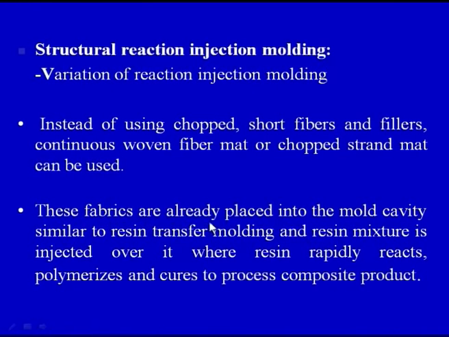So the reinforcement is already in place in the mold and the resin has to be injected. So these fabrics are already placed into the mold cavity. The continuous fiber fabric or woven mat is already placed into the mold cavity, similar to resin transfer molding as I have already highlighted, and the resin mixture is injected over it, where the resin rapidly reacts, polymerizes and cures to process the composite product.